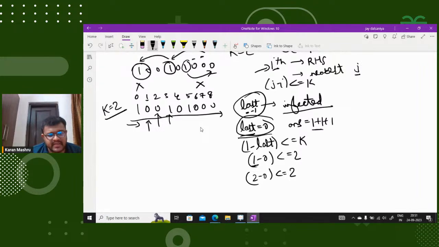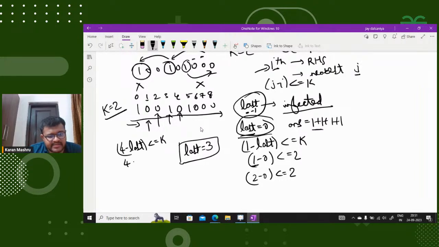Then I'll come to I equals to 3. 3 is infected initially only, so I'll do +1, and now my last variable will change because 3 was initially infected. So now my last will become 3. That is, third index is the last index which we encountered as infected. Okay, so now when I'll go to I equals to 4, what I'll do is 4 minus last infected less than equal to k or not.